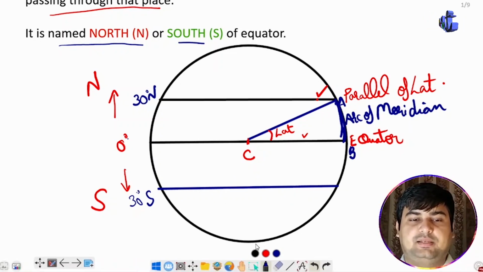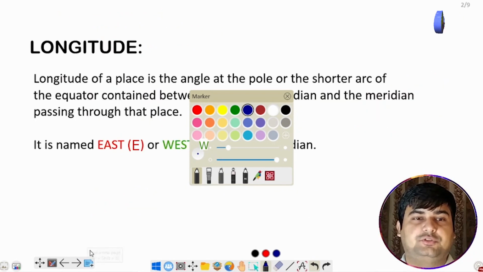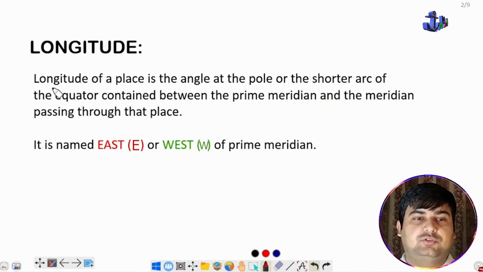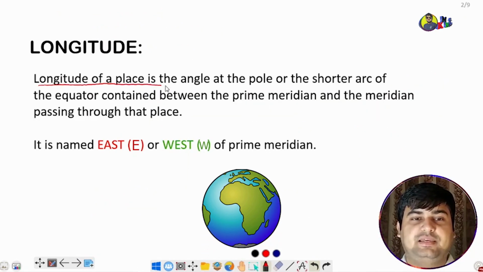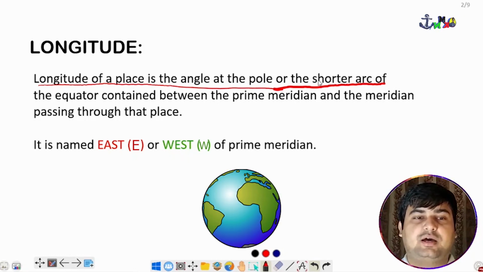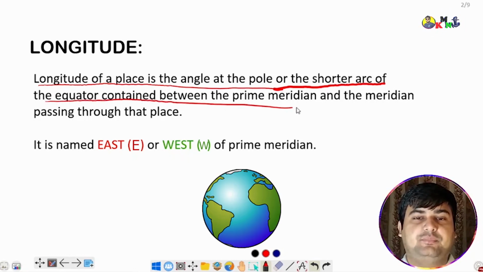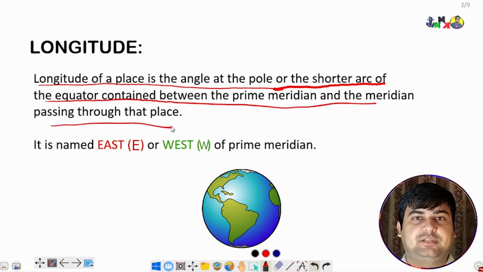So I hope till here everything is clear. We will move forward to longitude. Now what is longitude? So again, we'll read the definition first. Longitude of a place is the angle at the pole or the shorter arc of the equator contained between the prime meridian and the meridian passing through that place.